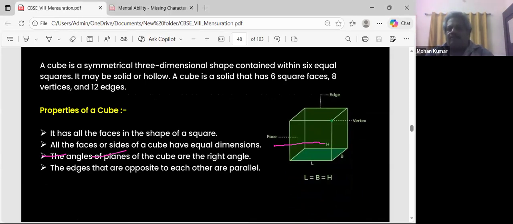Third, the angles of the plane of the cube are right angles. Right angle means it has 90 degrees. That is very important. Don't miss it out. It is 90 degrees at all the edges, the lower or the upper side. Then the edges that are opposite to each other are parallel. That line is also very important. That is the 4 points needed for a cube. Please make sure that you have that.